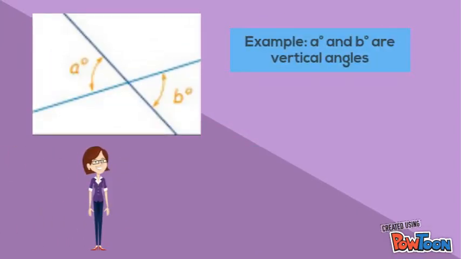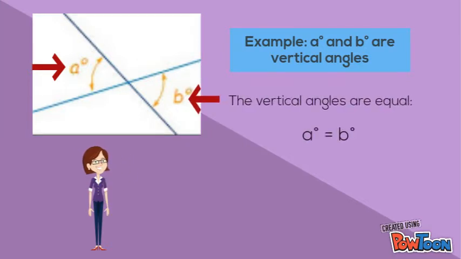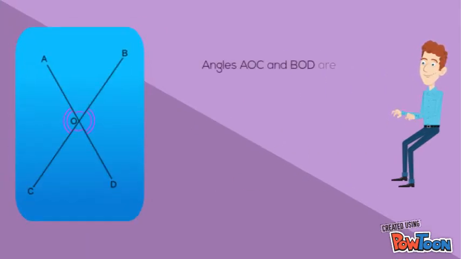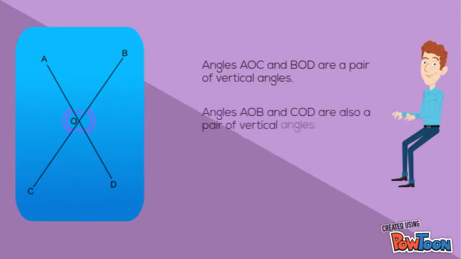Based on the picture, for example, A and B are vertical angles. The vertical angles are equal. A is equal to B. In fact, they are congruent angles. Angles AOC and BOD are a pair of vertical angles. Angles AOB and COD are also a pair of vertical angles.